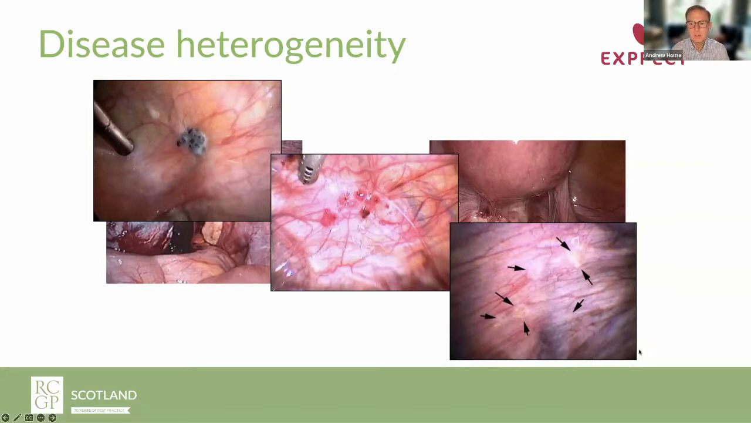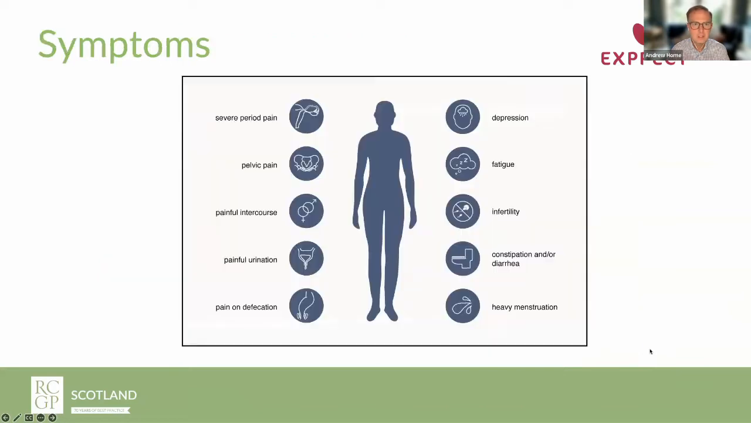But of course, endometriosis isn't just about lesions. It's about the symptoms that are often associated with it. The pain is the primary symptom, and that can come in the form of chronic pelvic pain, acyclical pelvic pain, dysmenorrhea, or pain with sex, pain with passing urine, pain on defecation.